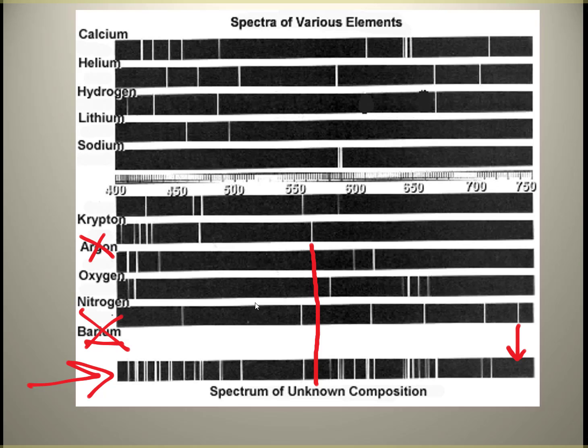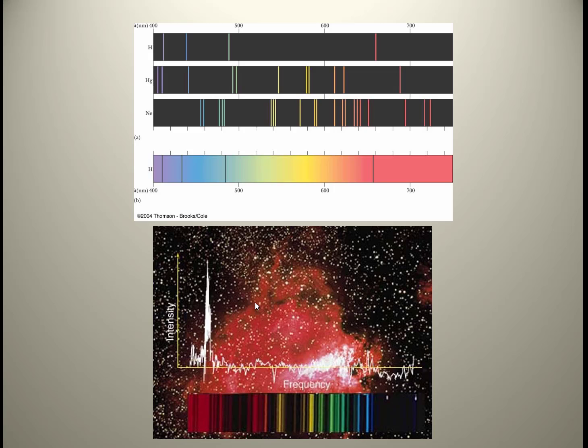But you can go through and you can line everything up. It looks like all the ones for calcium are there. So I would say yes, calcium is in that sample. So you can go through each one of these and decide if it is in the sample or it's not in the sample.